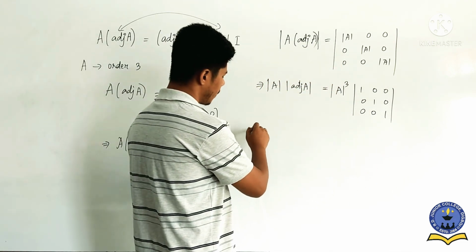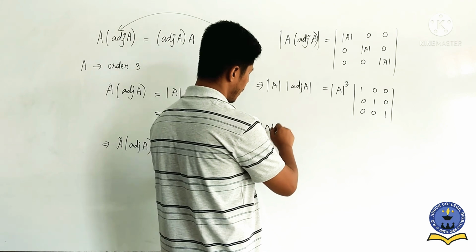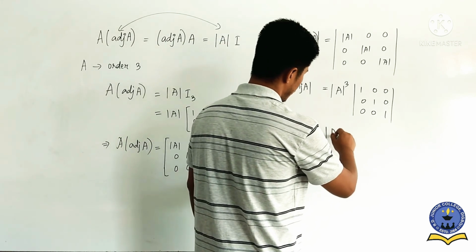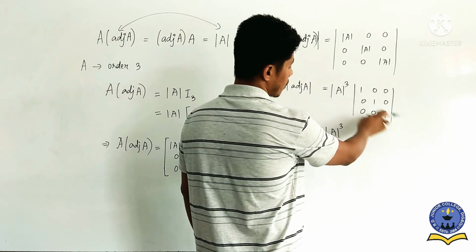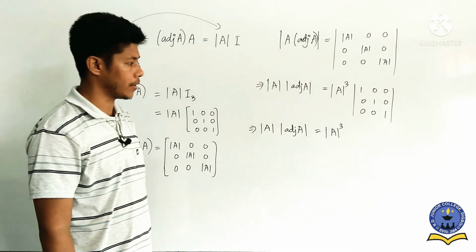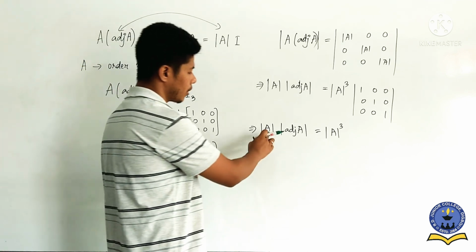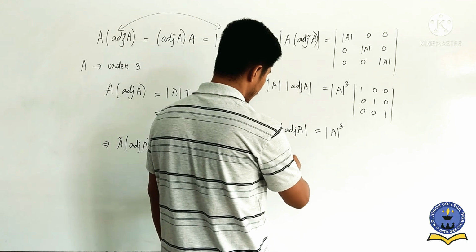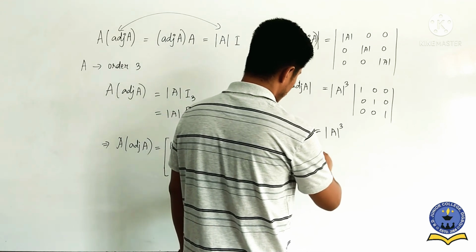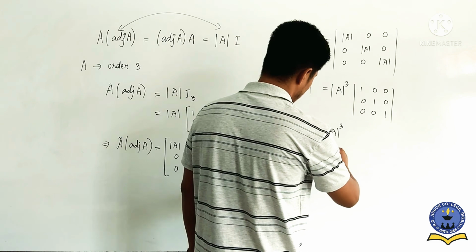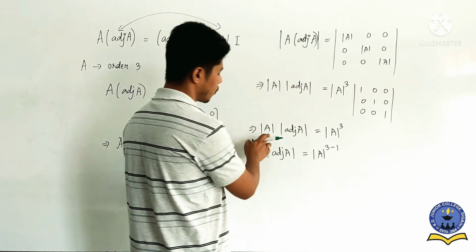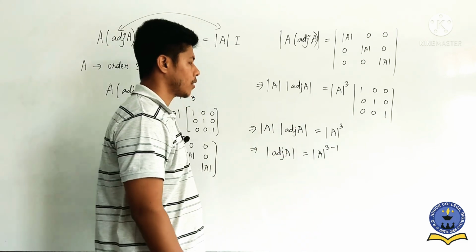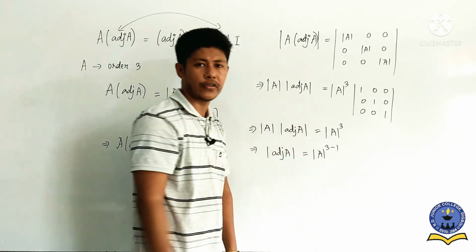So now if we evaluate this, determinant of A into determinant of adjoint of A equals determinant of A cube, because if we evaluate the remaining matrix, the value we get is 1. Here already one determinant of A is there, so ultimately we can write determinant of adjoint of A equals determinant of A cube minus 1, determinant of A whole cube. If we shift this, then either you can cancel or you can write 3 minus 1.